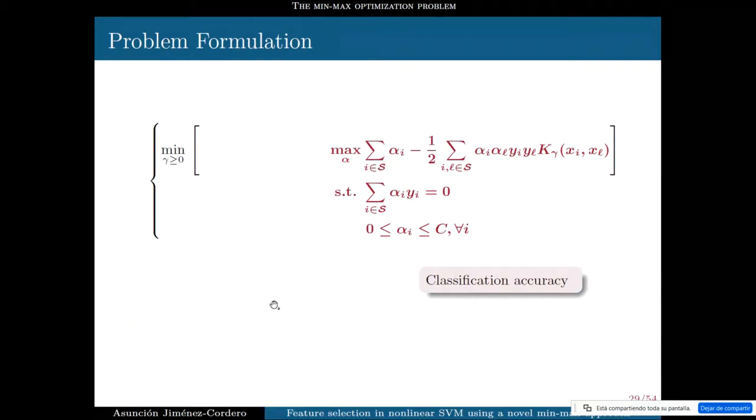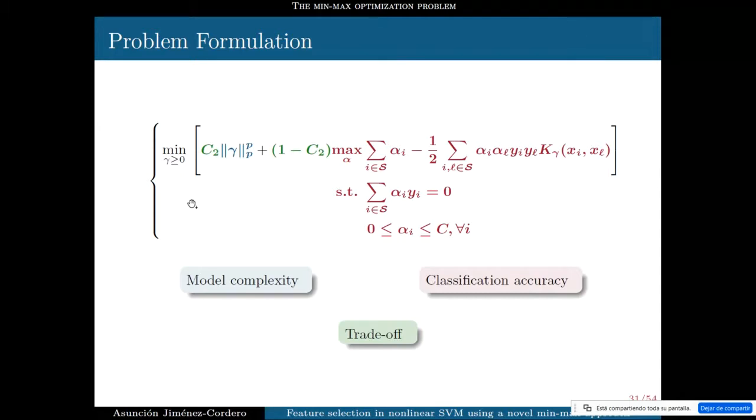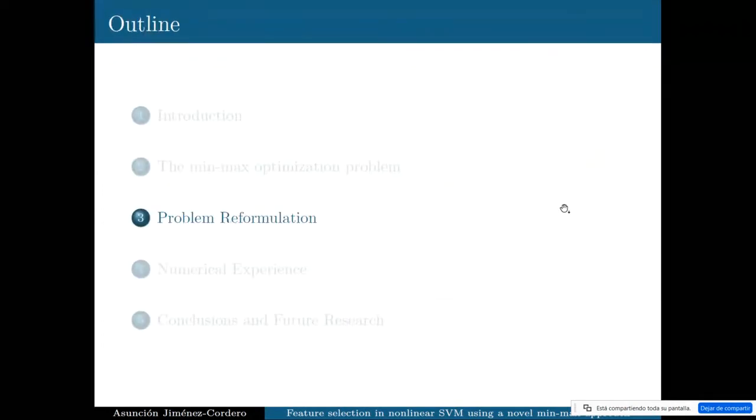So this is the problem formulation that we propose, where we have to minimize in gamma the dual of the SVM problem, sorry, and this part is related with the classification accuracy. We add a new term, which is related to the model complexity, that is nothing but the norm P of the gamma variables. And we add these two terms as a convex combination, to do a trade-off between the model complexity and the classification accuracy. So the higher the C2, the more simple is the model, and the lower the C2, the more importance I will give to the accuracy.